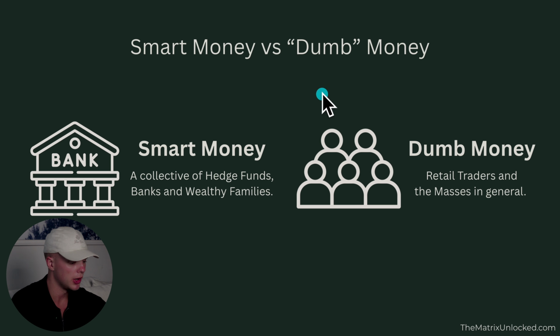So when it comes to smart money versus dumb money, what's important to note is that smart money is a collective of hedge funds, banks and wealthy families. Dumb money, on the other hand, are retail traders and the masses in general, meaning retail investors, just people working their 9 to 5s that have some money on the side in the financial markets, yes? You need to understand that it's this battle between smart money versus dumb money. Once you start to behave like smart money does, you'll be able to see where dumb money is actually making mistakes, and based upon those mistakes, we're actually profiting.